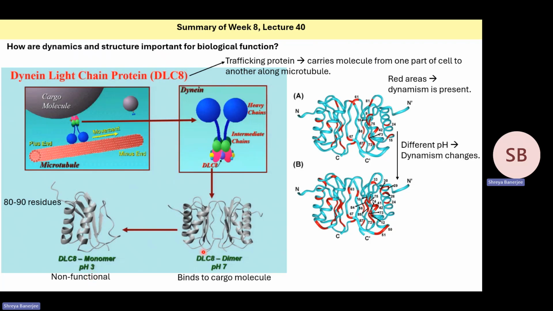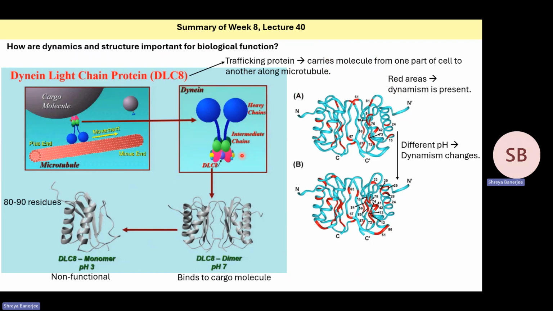But when it forms a dimer around pH 7, you can see these two blue stalk-like things are the dimer. When the dimer is formed, it is the functional molecule. It forms at pH 7, and the dimer is the one that can bind to the cargo molecule and carry the molecule from one end to another. The advantage is that as you change the pH, the dynamism is changing, so you can control that.